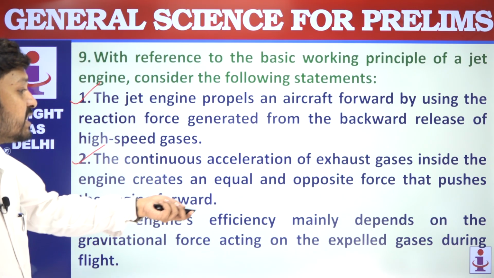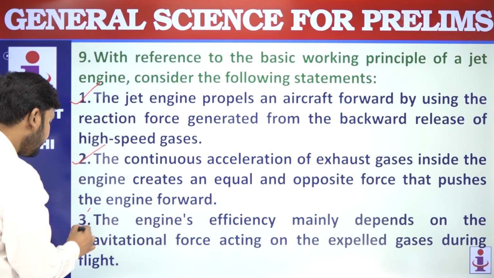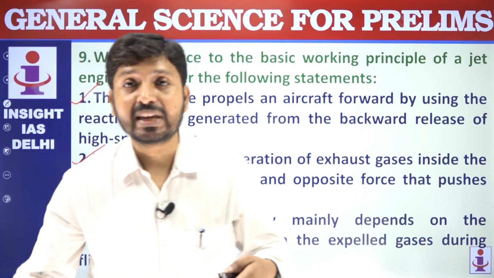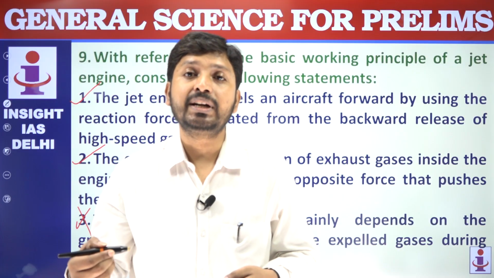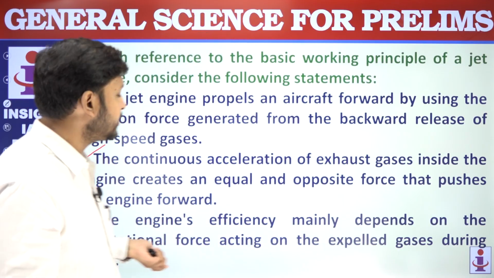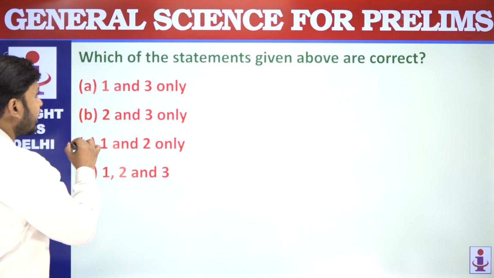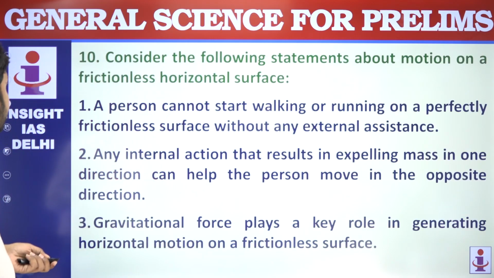The engine's efficiency mainly depends on the gravitational force acting on the expelled gases during the flight. It is not the gravitational force. The engine's efficiency depends upon how efficiently the fuel is burning and how efficiently the fuel is flowing into the chamber, which is called the mass flow rate. So it is not based on the gravitational force. So the third statement will be wrong and 1 and 2 are correct, and they are asking the correct one. So the answer will be C. Is it clear? Let's go to the next question.